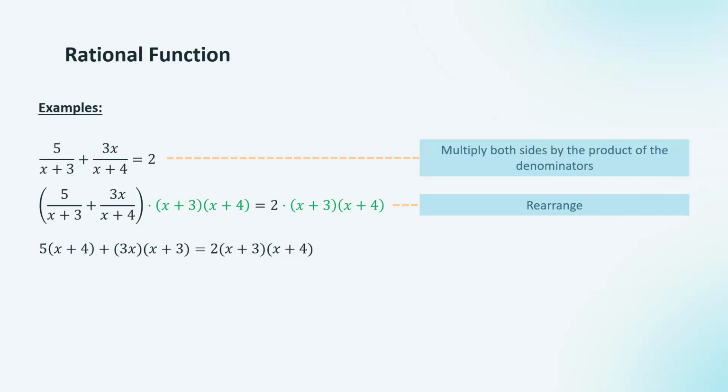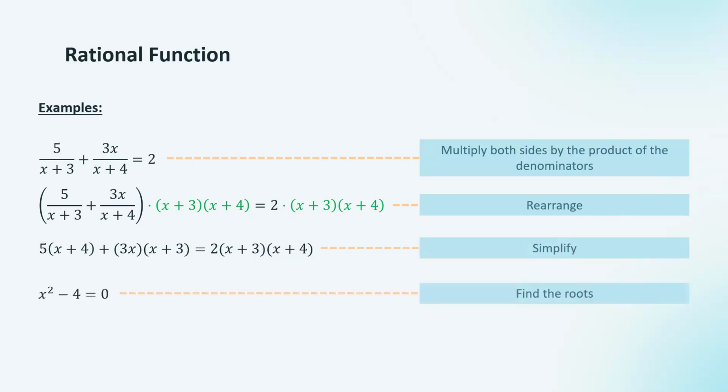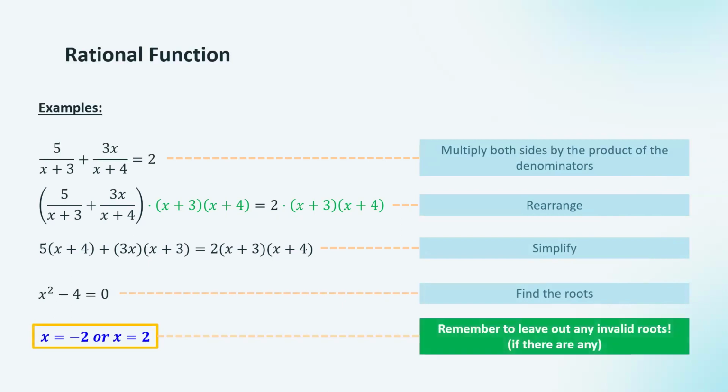And for the right side, there is no problem, you just have to multiply it. So after this, you can try to simplify, and we will end up with a very simple equation. And we know that the roots of this equation should be minus 2 or 2. Again, we need to see if we should leave out any invalid roots, if there are any.